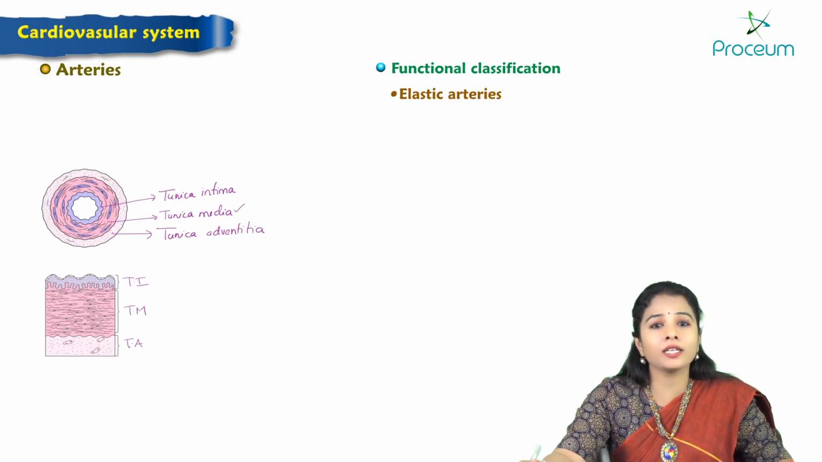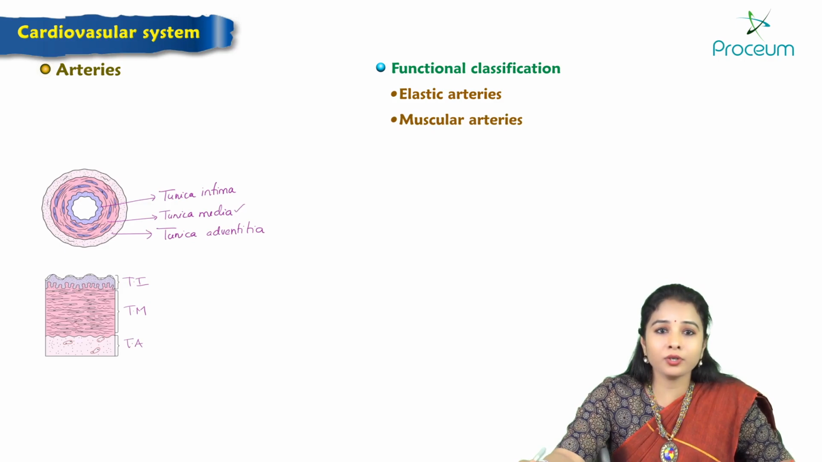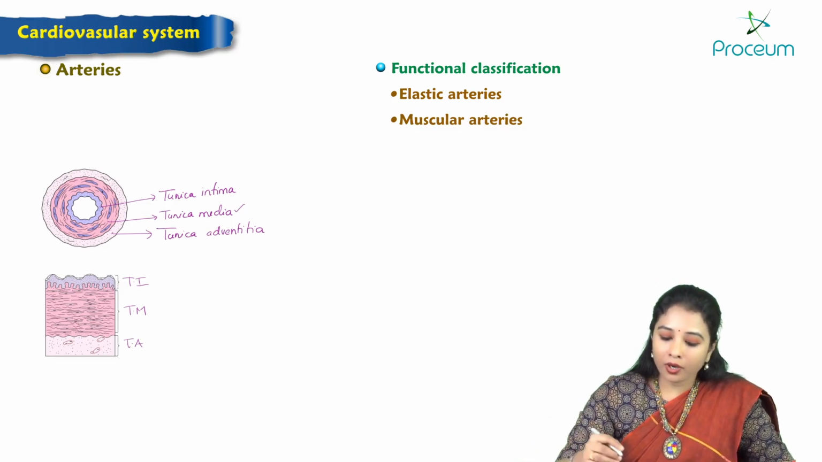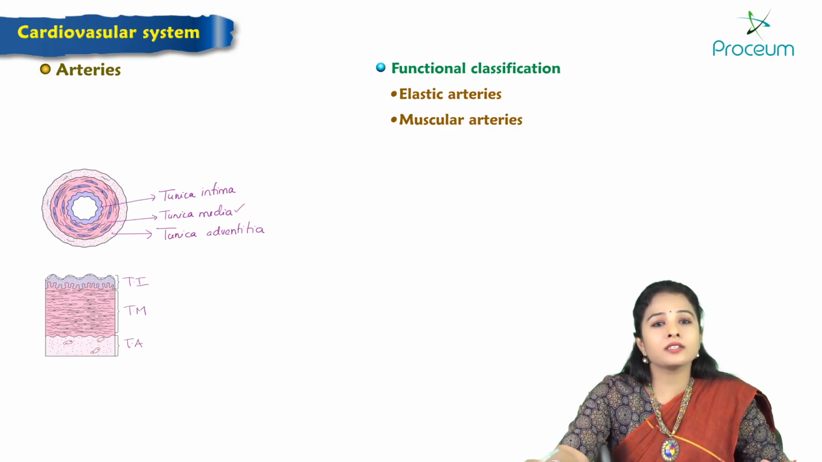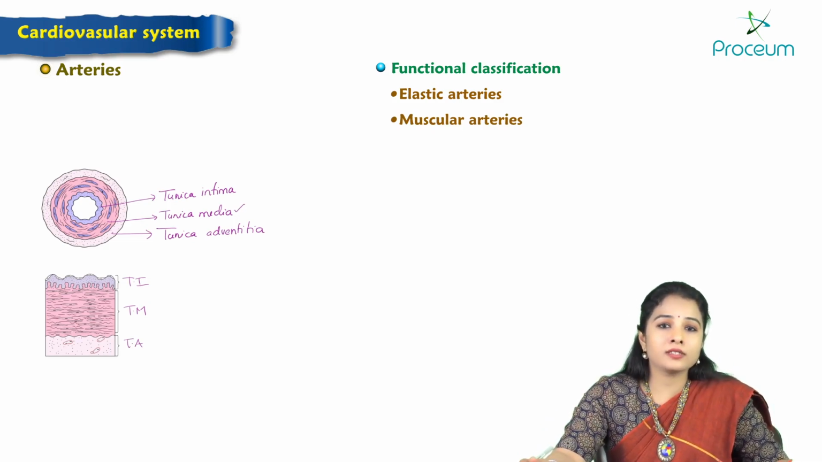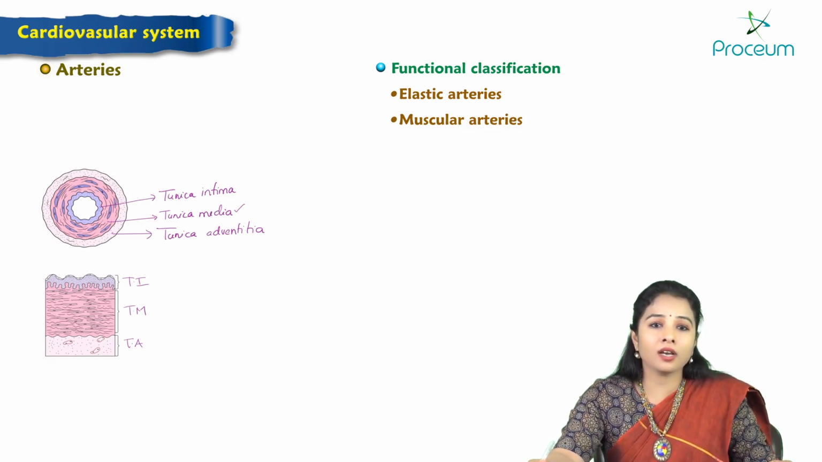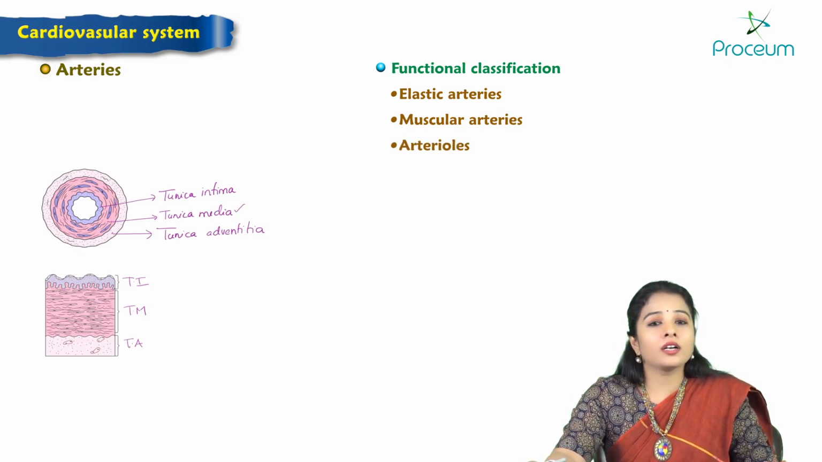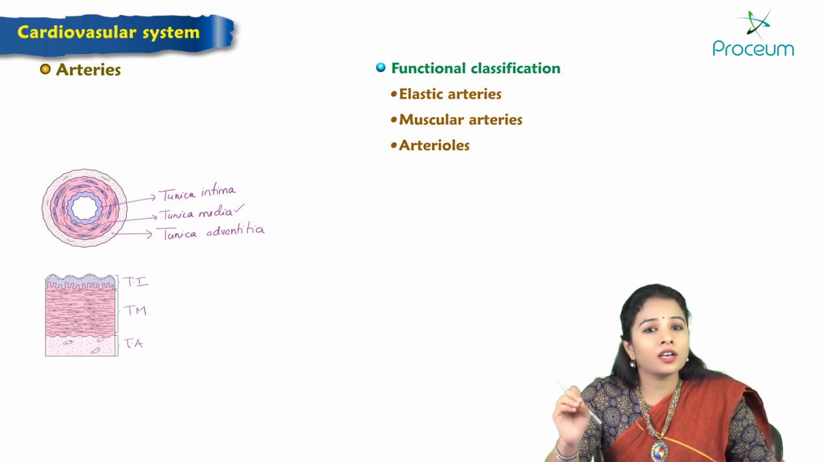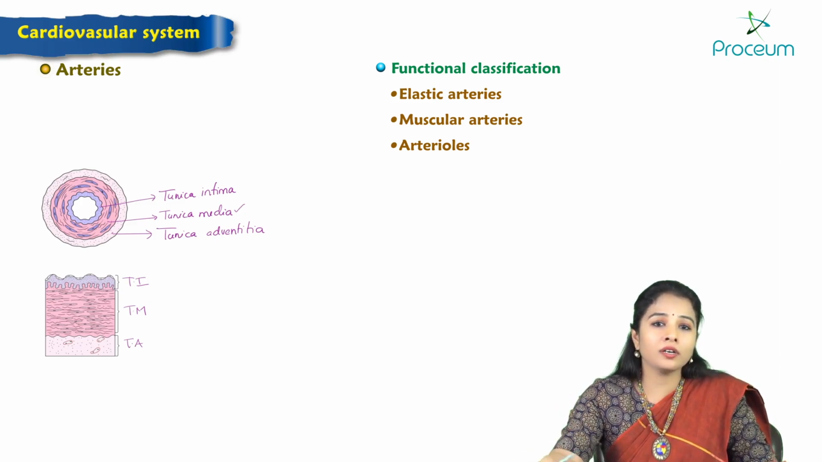The second variety is the muscular or distributing arteries. Distributing arteries are called muscular because the tunica media contains mainly smooth muscle. That is the reason they are called muscular arteries. They are medium sized arteries. And the third type of arteries are arterioles. Arterioles are considered as resistance vessels. They have a very small diameter.